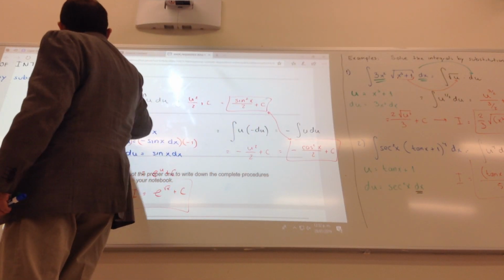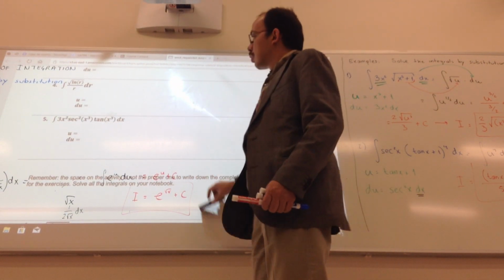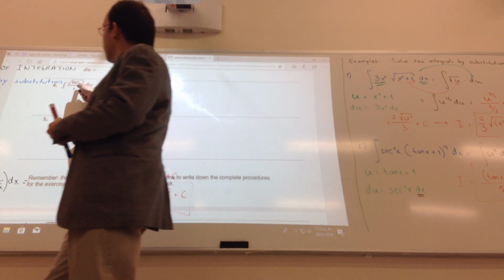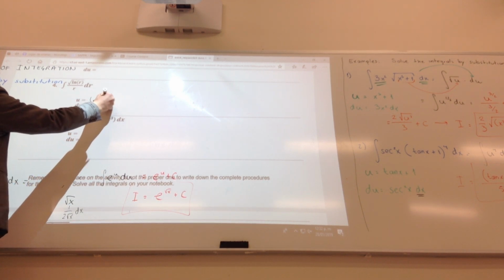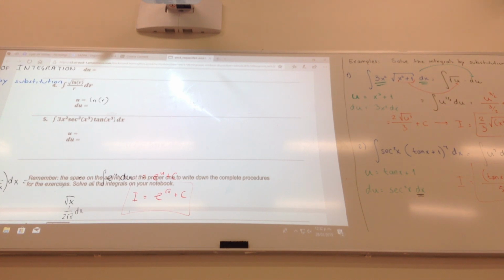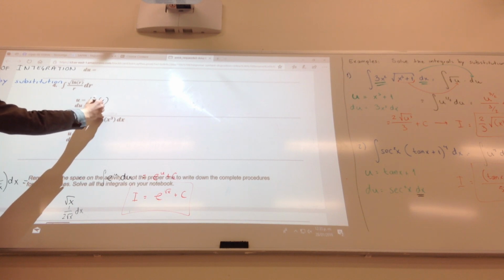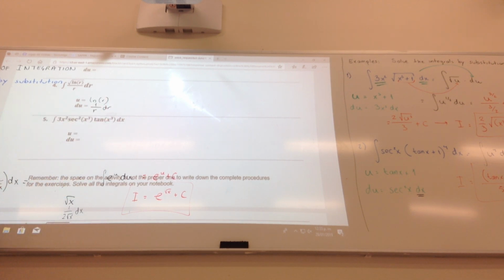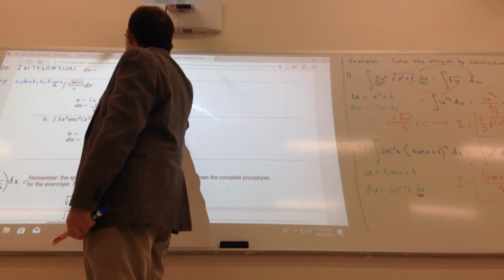Which one is u and du? Which one is u in number 4? Ln of r. Why? Because 1 over r is... exactly. Ln of r, derivative 1 over r dr. Okay, so are those two things in this integral? Yeah. So my integral is going to be square root of u du.